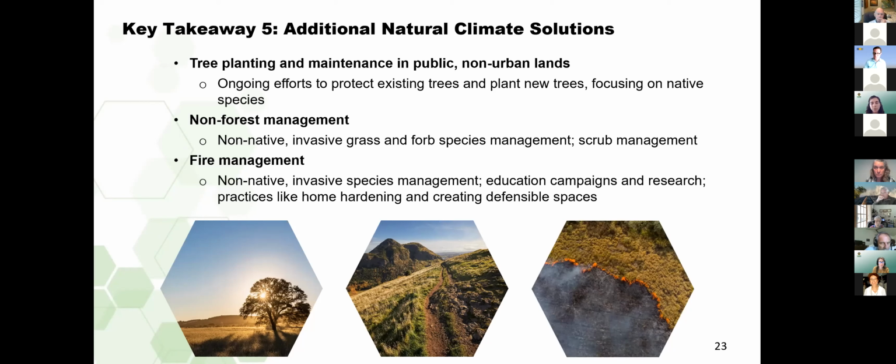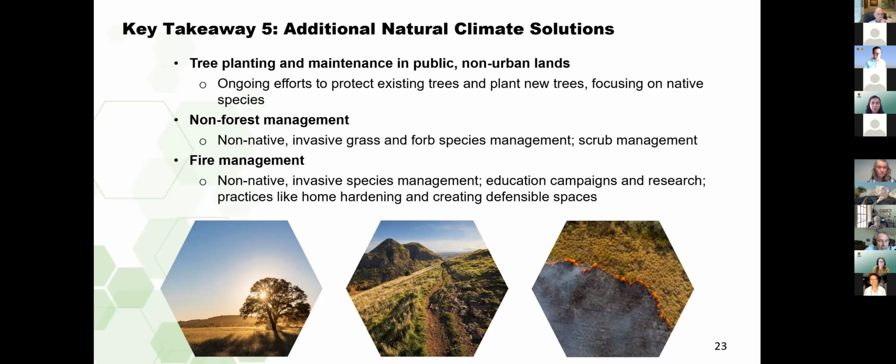Among the fire management tools for chaparral and scrub systems are preventing human-caused ignition and reducing fuel loads through non-native invasive species management, education campaigns and research, and practices like creating defensible space around homes and structures, as well as around roads and highways, so accidental sparks near buildings and roads do not start fires. This is also known as infrastructure hardening.